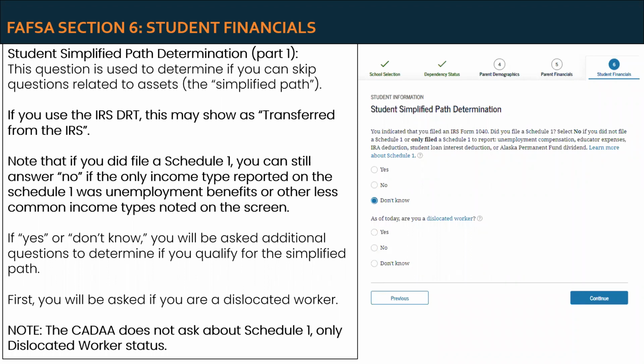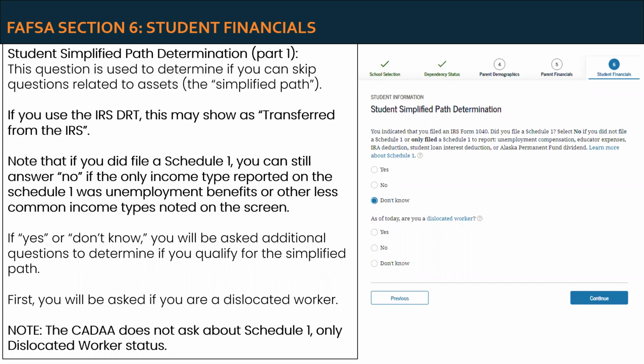This also includes gig work, such as Uber driving. There's also other certain types of less common deductions or income that they might have filed on that Schedule 1 that's listed here on the screen. If they use the IRS data retrieval tool, this question may show as transferred from the IRS. Please note too that even if they did file a Schedule 1, they can still answer no if the only income type reported on the Schedule 1 was unemployment benefits or other less common types of income that is noted on the screen.